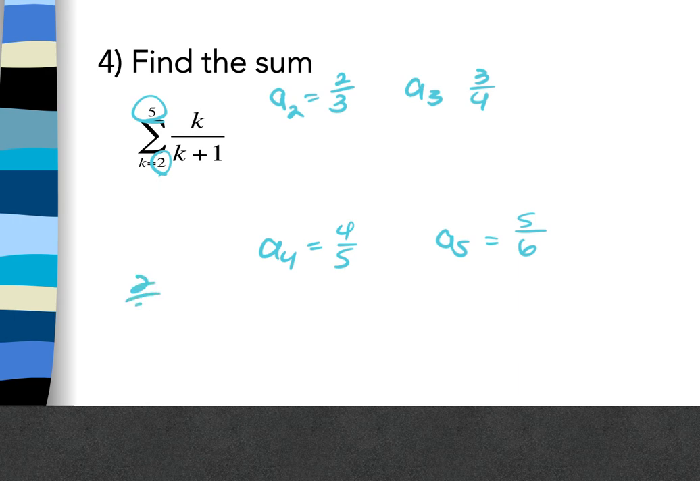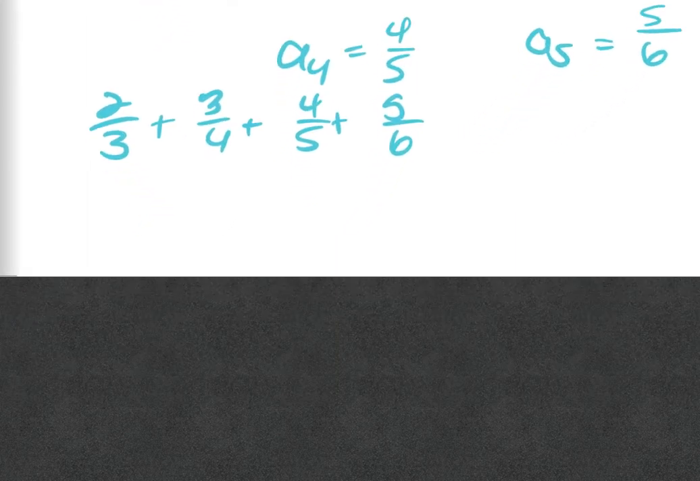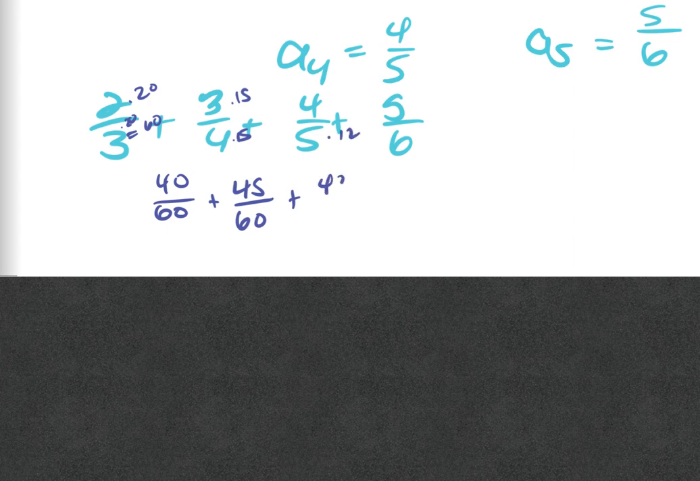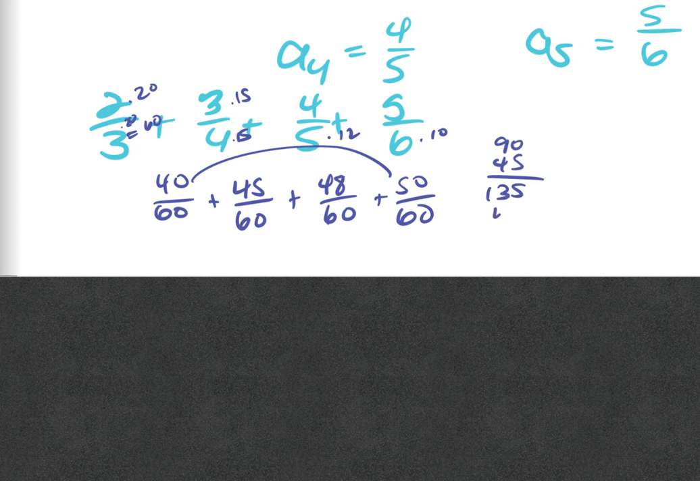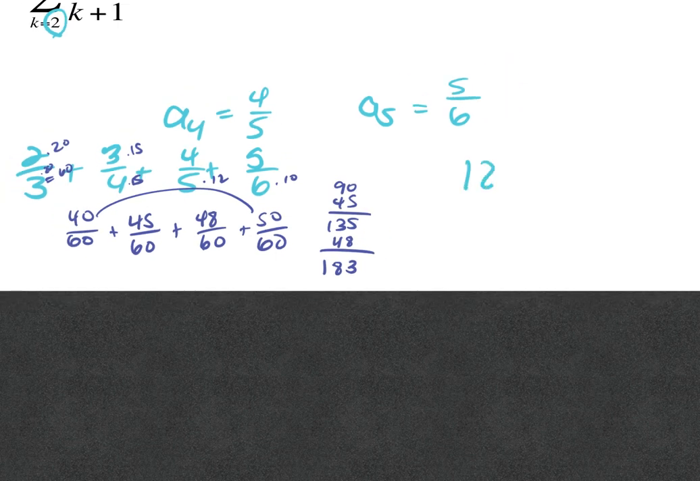What's the common denominator between 3, 4, 5, and 6? What do they all go into? 60. Okay, so if I wanted to get to 60, I have to multiply by 20. So 40 over 60 plus, I'd have to multiply by 15, 45 over 60. I'd have to multiply by 12, 48 over 60. And I'd have to multiply by 10, 50 over 60. So I get 40 plus 45 is 85, plus 48 is 133, plus 50 is 183 over 60.